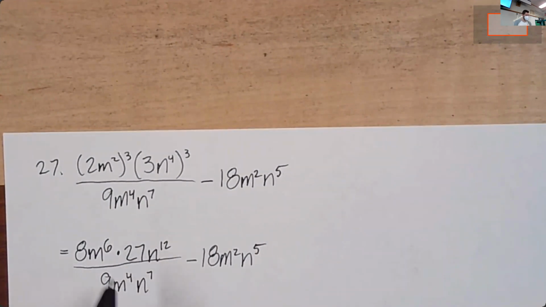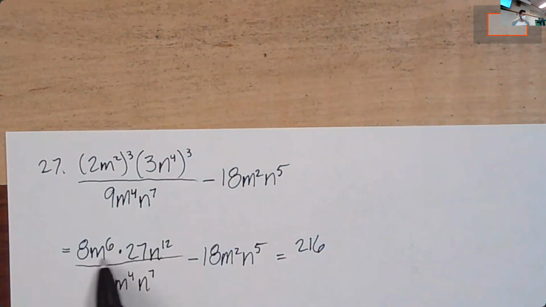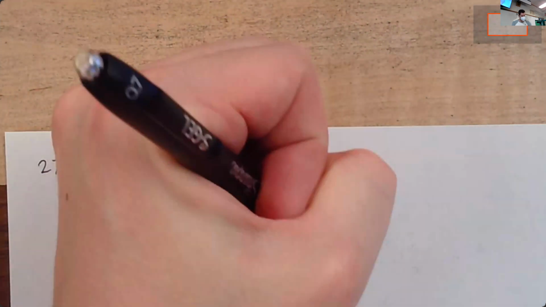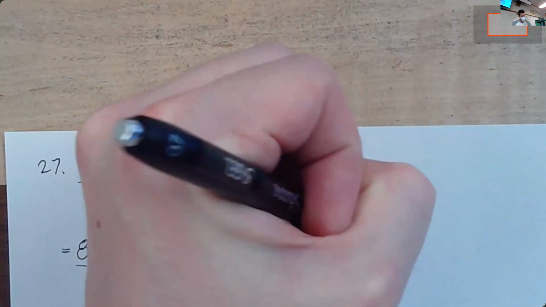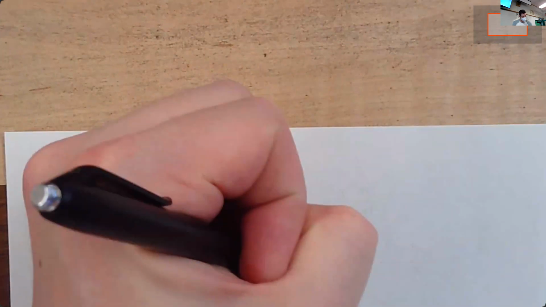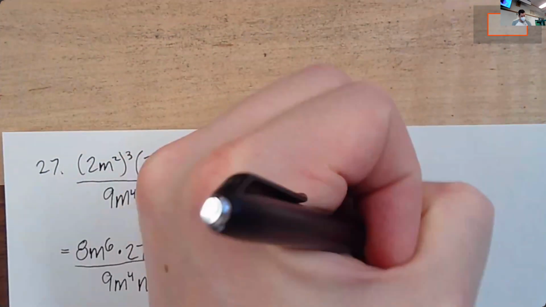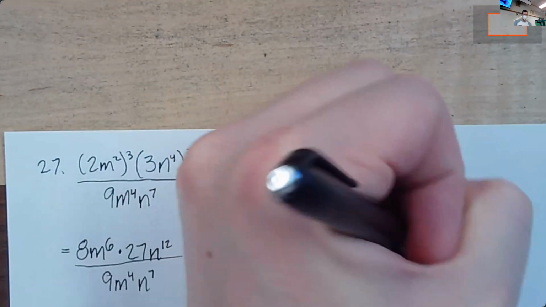So what is that? That's 160 plus 56. So 216. Yeah, 216. Okay. So 8 times 27, 216. And then there's nothing to add for the exponents here because they're different variables. So we've got m to the 6th, n to the 12th over 9m to the 4th, n to the 7th, minus our 18m squared n to the 5th.